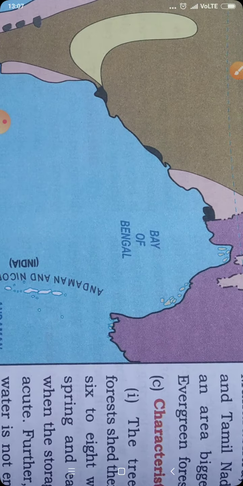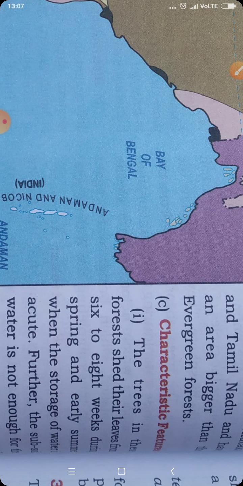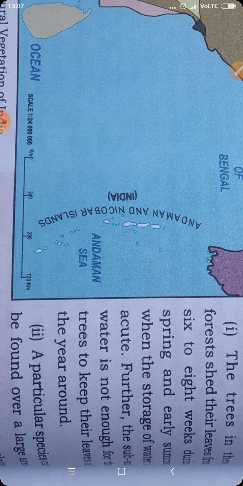Now let's focus on characteristic features. The trees in these forests shed their leaves for 6 to 8 weeks during spring and early summer, when the storage of water is acute. Further, the subsoil water is not enough for the trees to keep their leaves all year around.